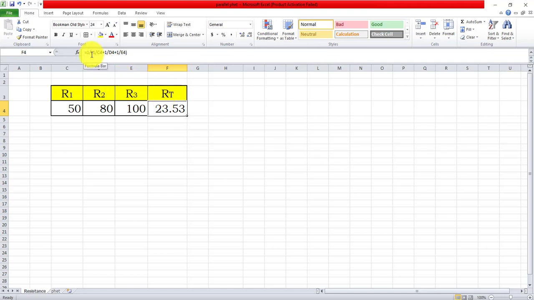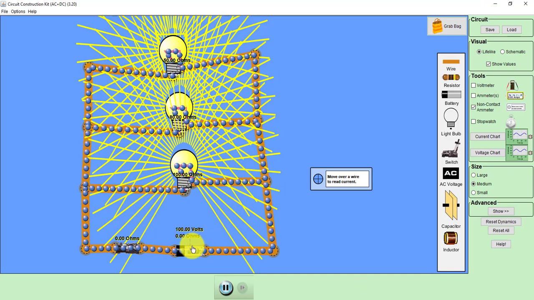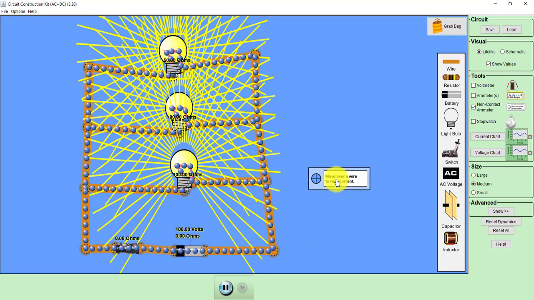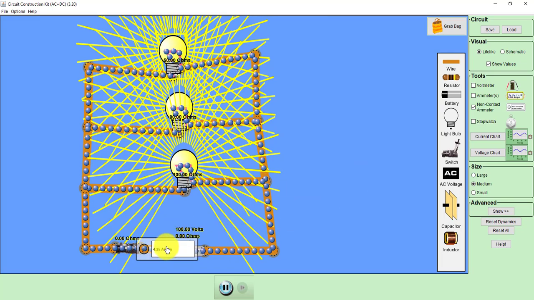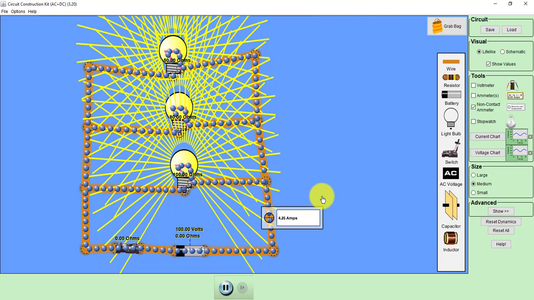So for that I have written here 1 upon C4 plus 1 upon D4 plus 1 upon E4. So these cells I have taken. So equivalent resistance we are getting as 23.53. Now we will check whether our answer is correct or not. We can also determine total resistance by taking total voltage divided by total current. Now let me take total voltage, it is 100, and how much is total current? 4.25. So 100 upon 4.25.